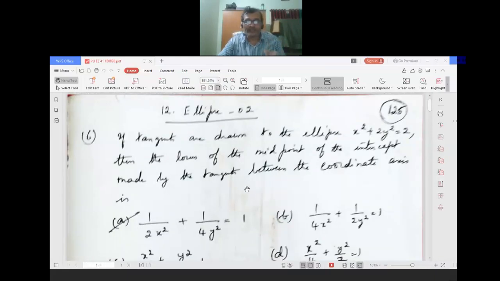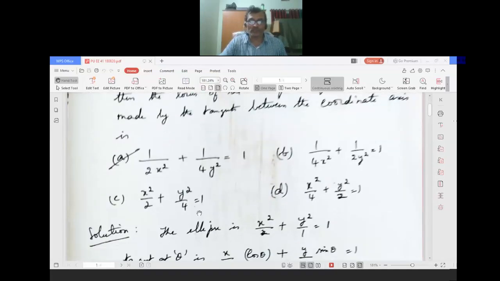If the tangents are drawn to the ellipse x squared plus 2y squared equals 2, then the locus of the midpoint of the intercepts made by the tangents between the coordinate axes is: first answer, 1 by 2x squared plus 1 by 4y squared equals 1. Second answer, 1 by 4x squared plus 1 by 2y squared equals 1. Third answer, x squared by 2 plus y squared by 4 equals 1. Fourth answer, x squared by 4 plus y squared by 2 equals 1.